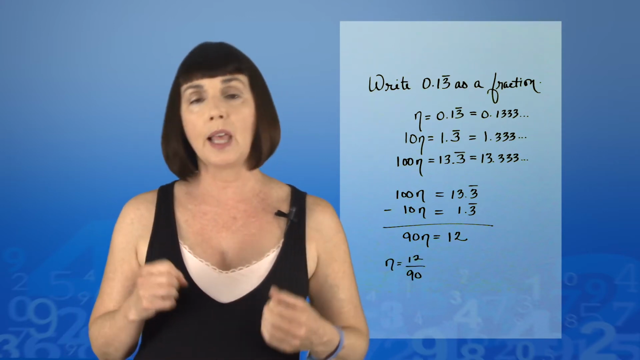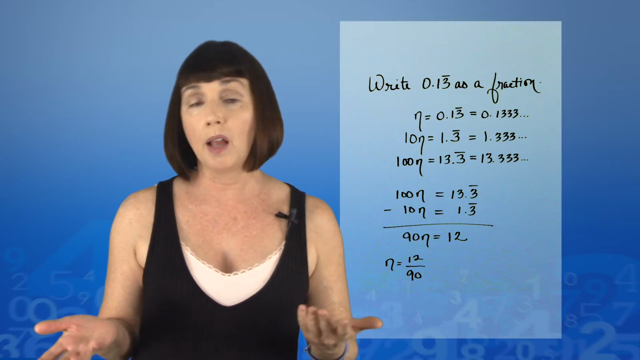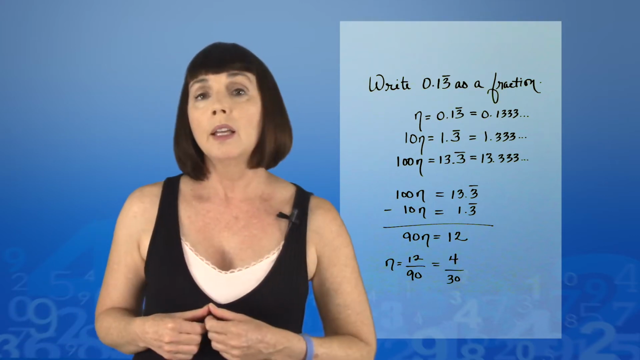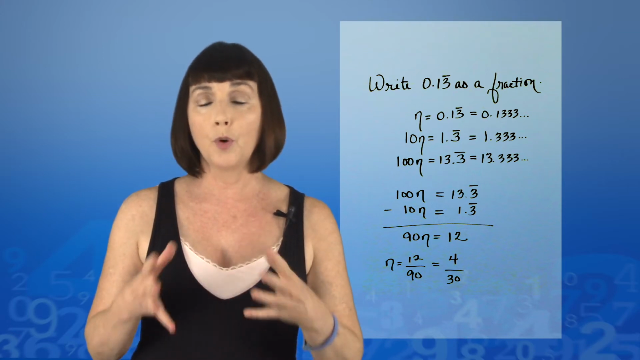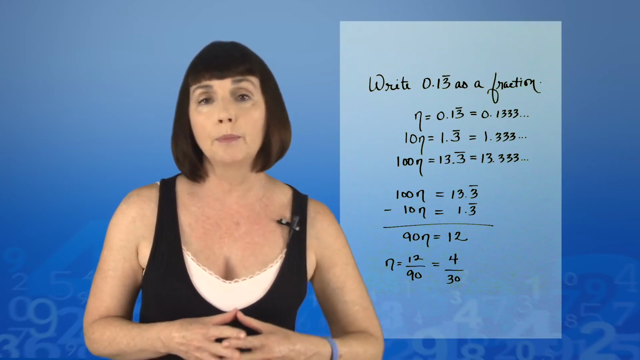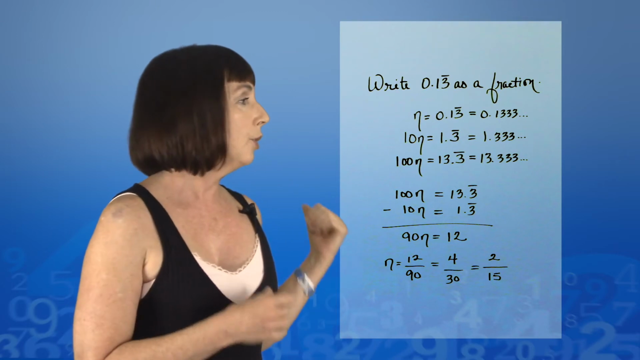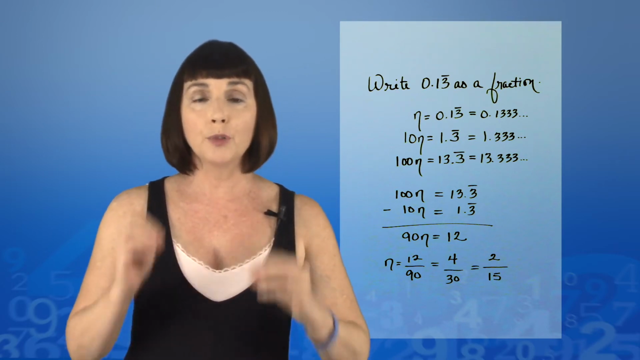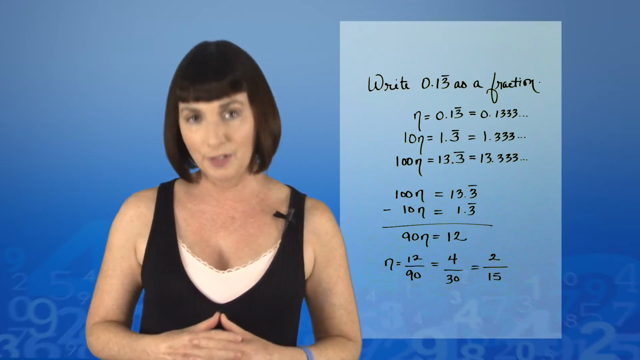Now we need to reduce that. I can divide both those numbers by 3, for example. 12 divided by 3 is 4. 90 divided by 3 is 30, so I have 4 over 30. I can reduce those again, both by 2, and I get 2 over 15. That's in lowest terms. So our fractional representation is 2 over 15.